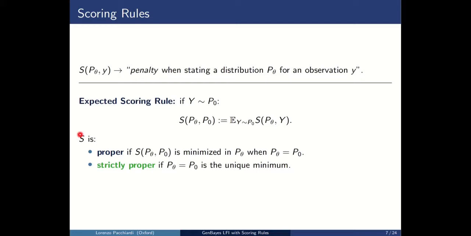There are some properties of S which are of interest. First of all, S is said to be proper if the expected scoring rule between p theta and p naught is minimized whenever your model p theta is equal to the actual data generating distribution p naught. And we say that this scoring rule is strictly proper if and only if p theta equal to p naught is the unique minimum. This means that if you minimize these strictly proper scoring rules, your model will recover the exact data generating process.